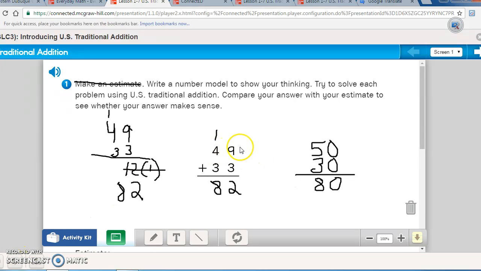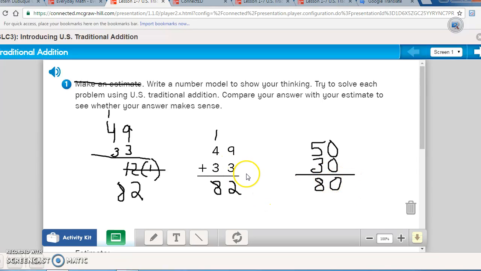So what I'm showing you here is that 49, if I rounded the original way, I would look at the 9 and ask myself, what do I do with the 4? Well, the 9 is 5 or higher on our roller coaster, so that means that I go up one place value, so the 49 rounds to 50. And 33, using the traditional method for rounding, the 3 tells me to leave it be. So that equals 30. So when I added 50 plus 30 together, my estimate is 80.